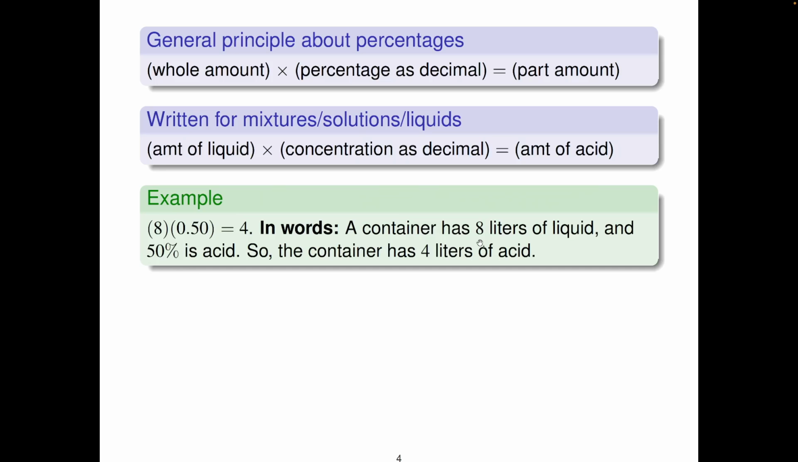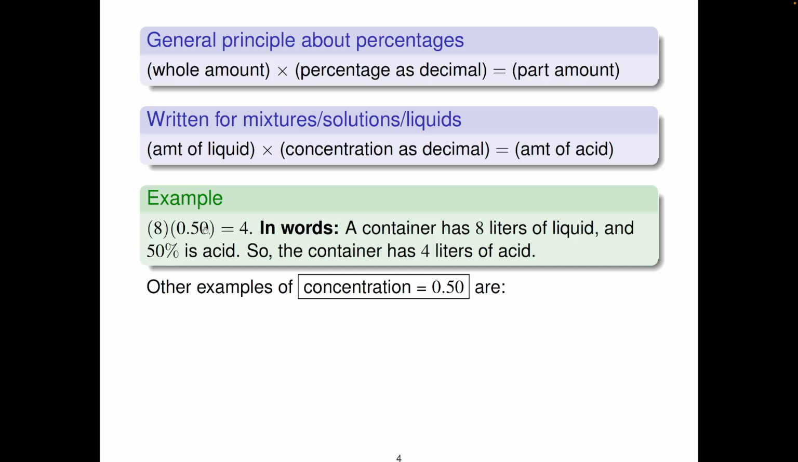And think about it, right? This is the 8 liters of stuff, of liquid. Some of the liquid is acid, some of the liquid is not. Let's just say that the non-acid part is water. So if there's 8 liters of liquid and half of it is acid, that means 4 liters is acid.